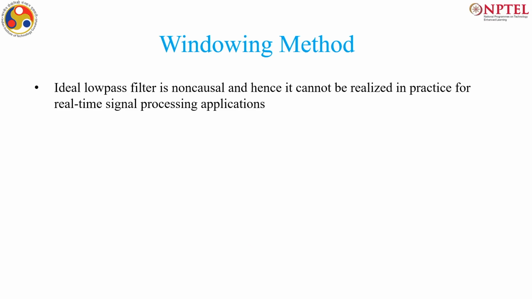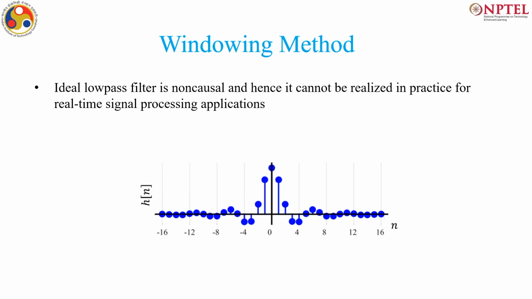So, we see that this ideal low pass filter h of n is non-causal. It is not only non-causal, it is highly non-causal, going fully up to negative infinity. So, it cannot be realized in practice for real time signal processing applications. So, what can we do?